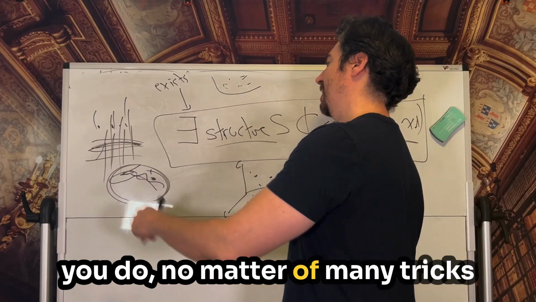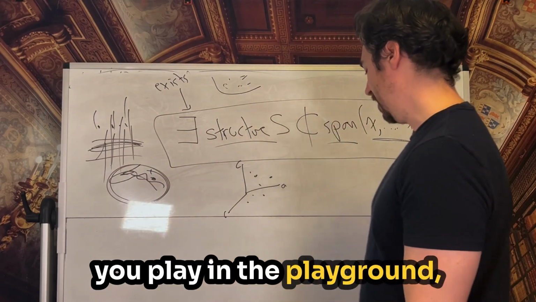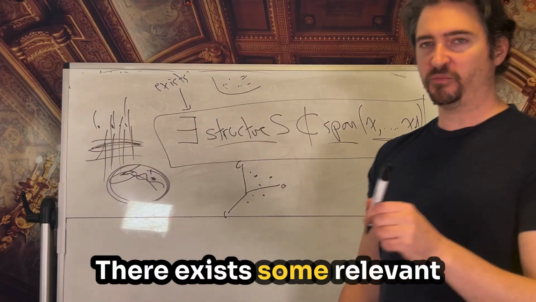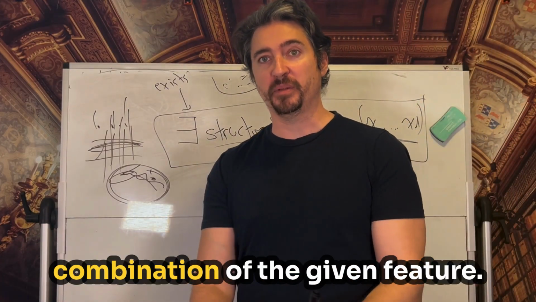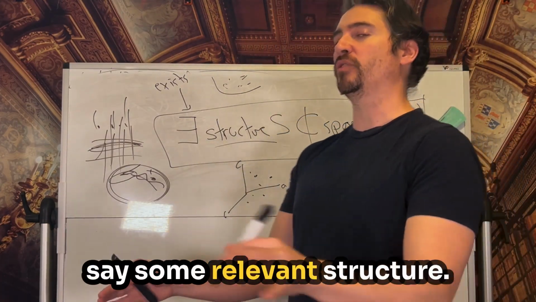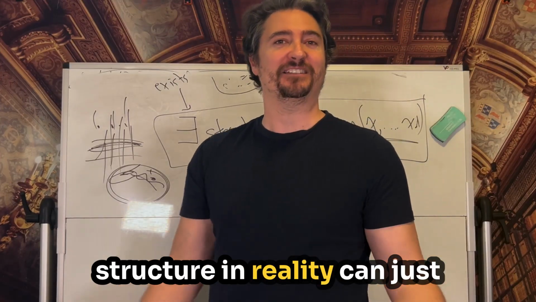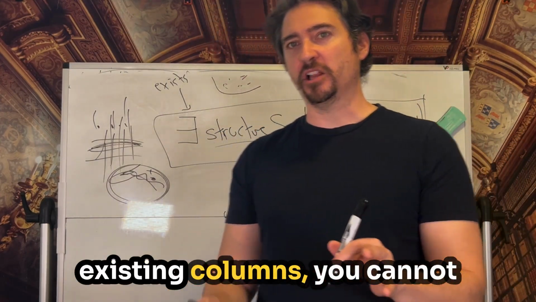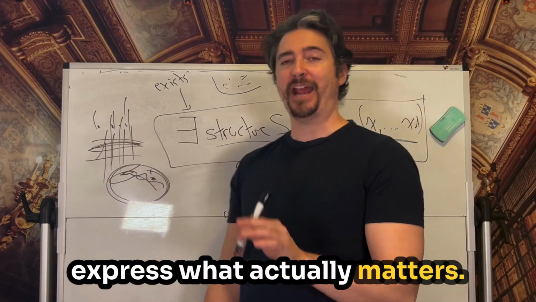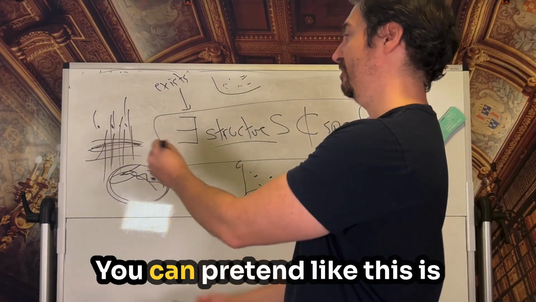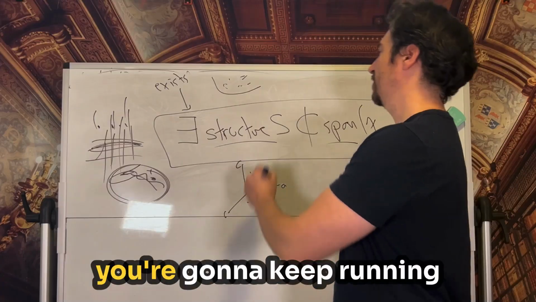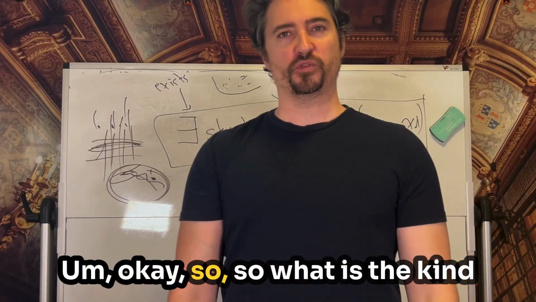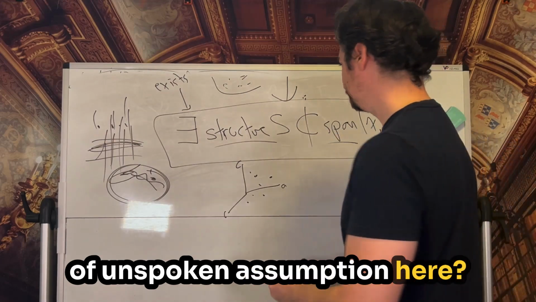But no matter what you do, no matter how many tricks you play in the playground, it still comes back to what this expression says here. There exists some relevant structure that cannot be expressed as any linear combination of the given features. I wouldn't even say some relevant structure. I would say the relevant structure in reality can just not be expressed as a linear combination of given features. No matter how you weight the existing columns, you cannot express what actually matters. You can do it pedagogically. You can pretend like this is how the world works, but you're going to keep running into this guy right here. Okay. So what is the unspoken assumption here?